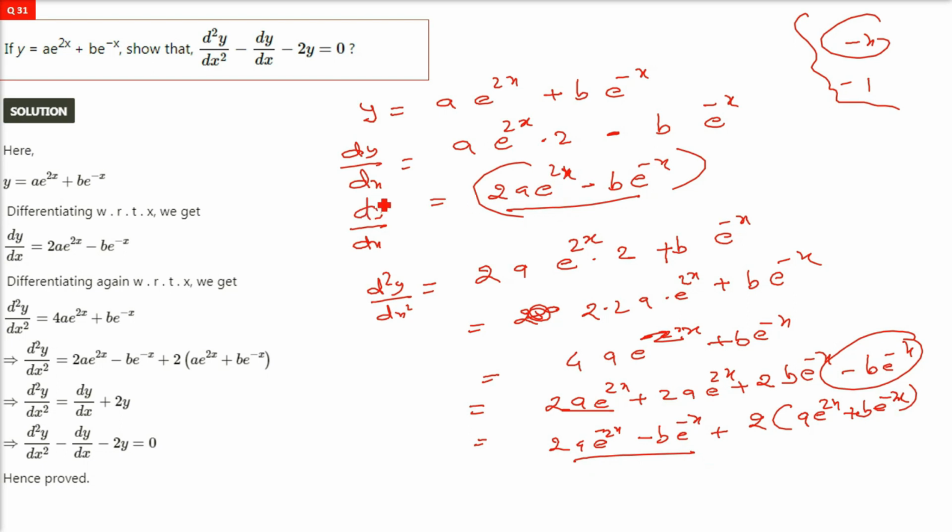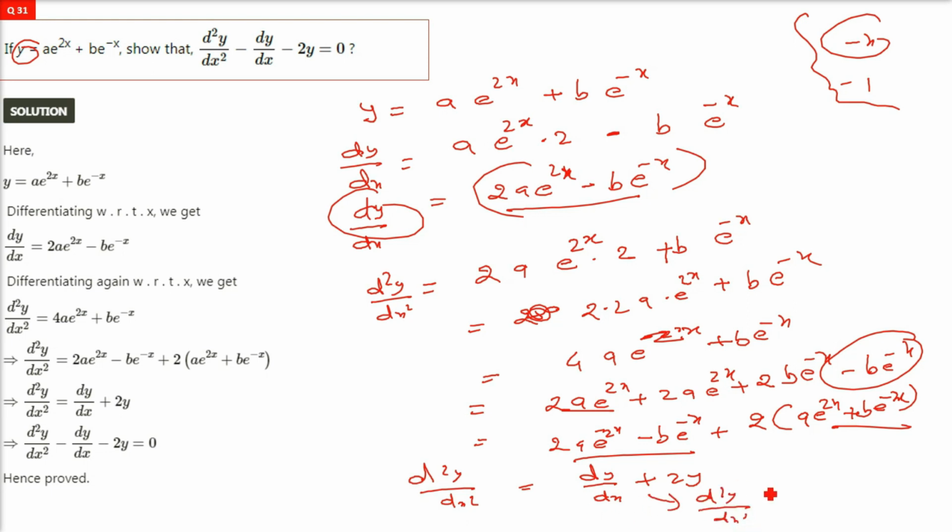Now this is dy by dx only. Write dy by dx here. This is what? The original y. So 2y. So d2y by dx2 is equal to dy by dx plus 2y. So you get d2y by dx2. Now bring everything on the left hand side. It will be d2y by dx2 minus dy by dx minus 2y equals 0. So this is what we have to prove, and this is the final answer.